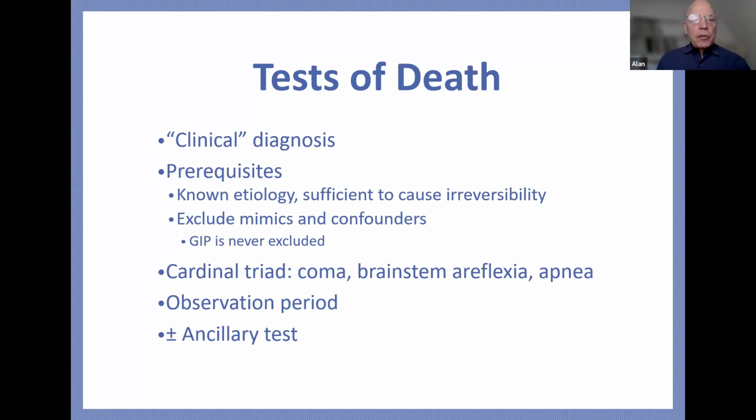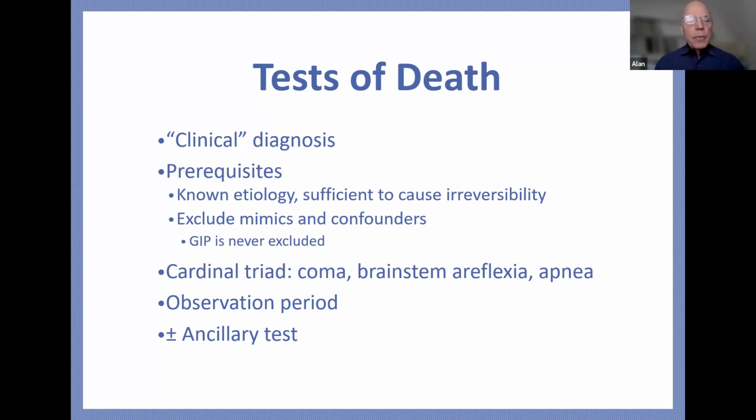And there again, there's this lack of coherence in the updates, because they want to get rid of the term irreversibility in the criterion, but as a prerequisite, it's important to establish a cause of irreversibility. The prerequisites also must exclude mimics and confounders. Mimics such as peripheral muscle paralysis. Confounders such as high spinal cord transection, which causes paralysis of arms and legs, and inability to breathe. And there's a whole list of potential mimics and confounders.